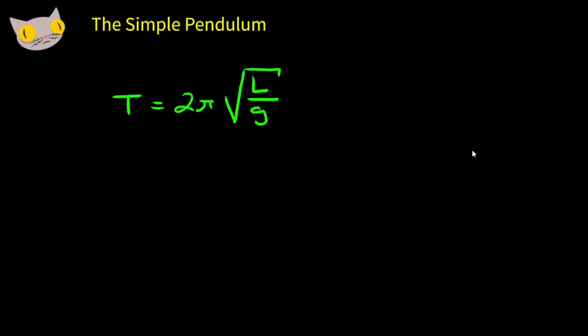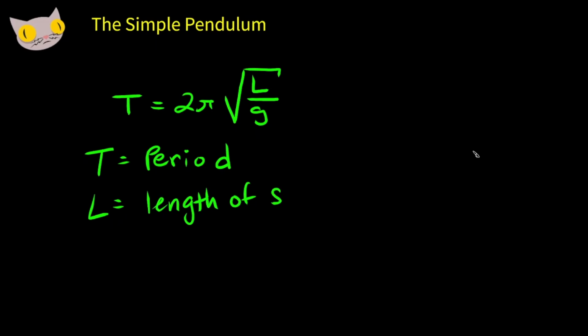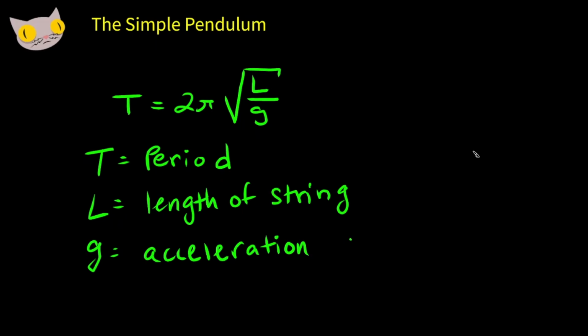This is the formula that describes this situation, where T is the period, L is the length of the string or wire or whatever else it's hanging from, and G is the acceleration due to gravity, which on Earth is 9.81 meters per second squared approximately.